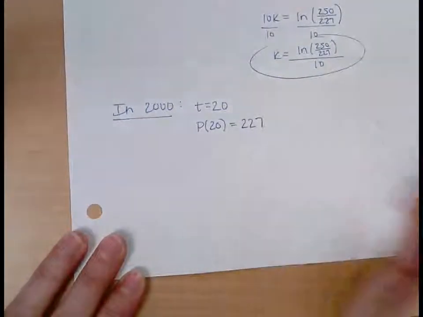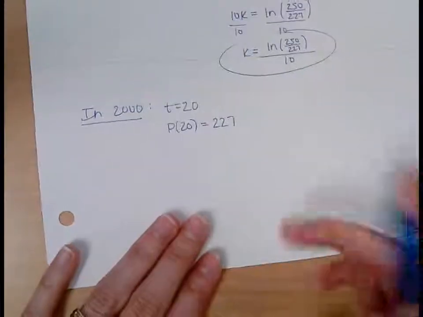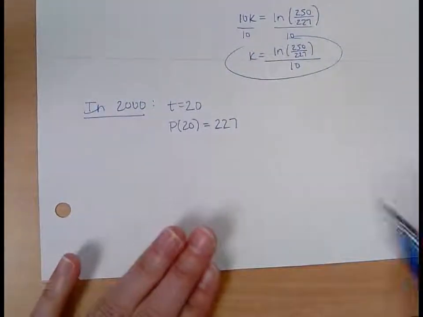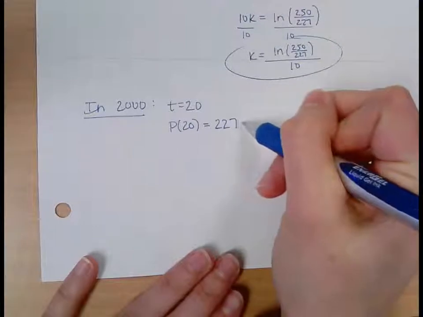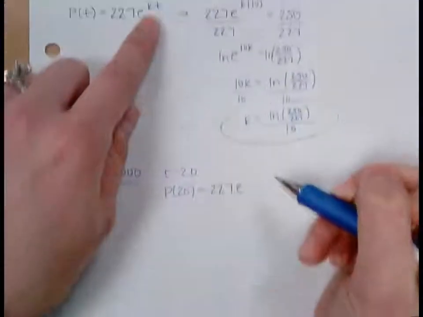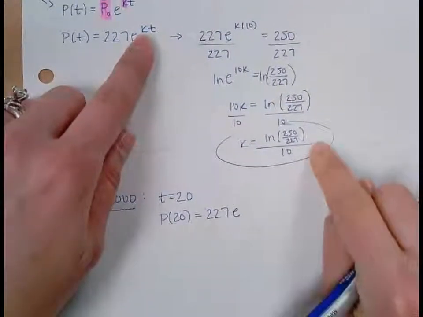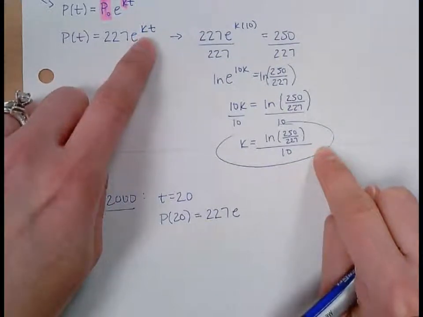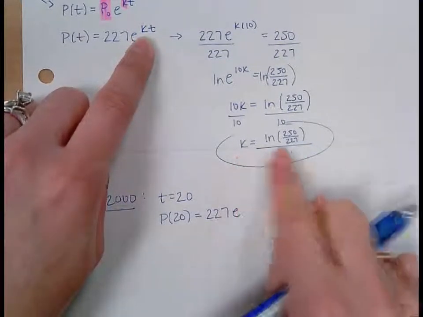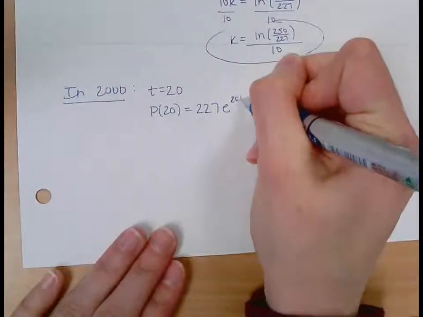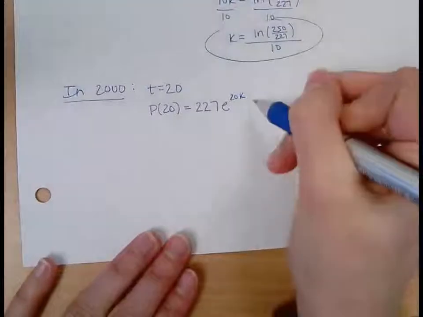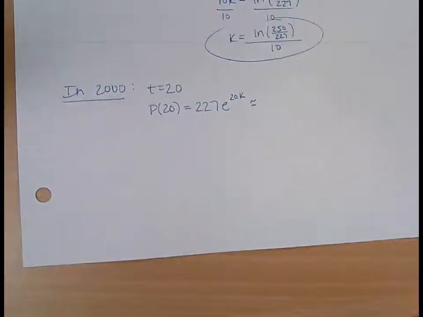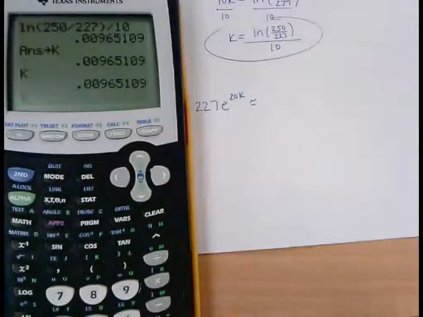And so this is just AP information I could write out to show what I'm calculating. I'm doing 227 times E. I can leave this written as K because I said right here what K is equal to. So it shows I found K. So I can leave this as K as long as in my work I've shown what K is. So E to the 20K. And I'll type that in and see how close we get to 275.